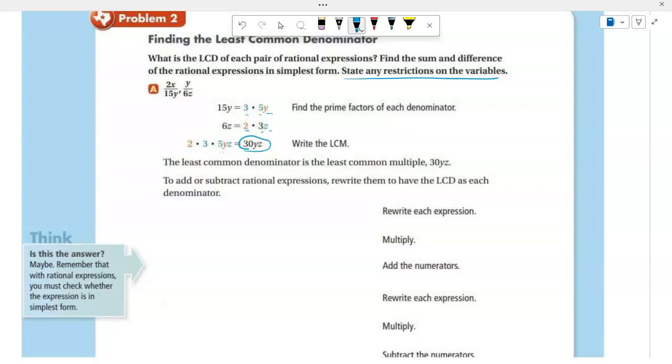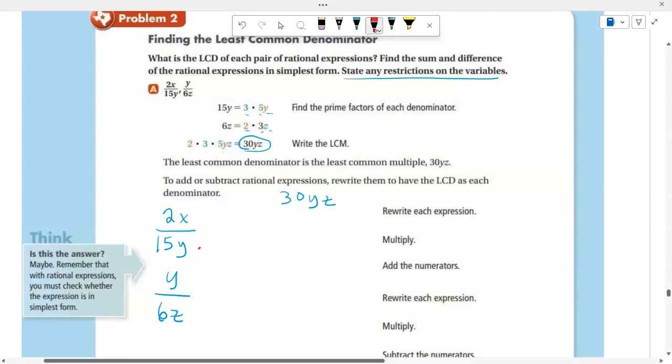So I'm going to rewrite the rationals. So you have 2x over 15y, and then I have the other rational, y over 6z. So our LCM is 30yz. So the question is, what do I multiply the denominator by to get 30yz? So you're going to have to multiply times 2, because 15 times 2 is 30. We already have a y, so you have to multiply times z. So you multiply this times 2 times z.